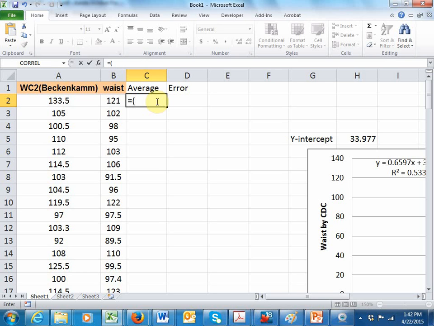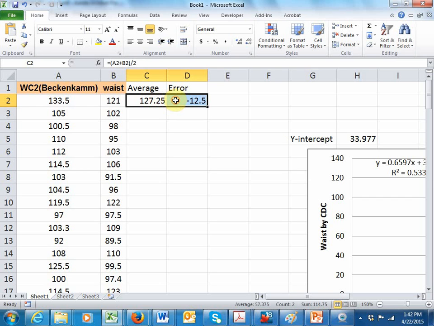So I'm going to calculate the average first. The average is take A2 and B2 and add them and divide by 2. So you put an equal sign first. A2, you see that the cell lighted up, plus B2, and then I'm going to divide that by 2. So the average goes into this section over here. Error would be the actual minus the second measure. So the actual would be B2, because that's my reference, and I'm going to subtract off A2. And that's going to tell you how off they are. And this is in centimeters. So it's 12.5 centimeters off.